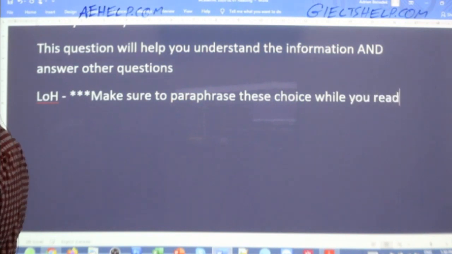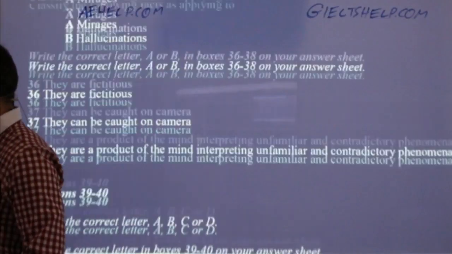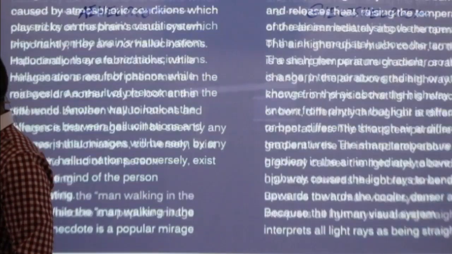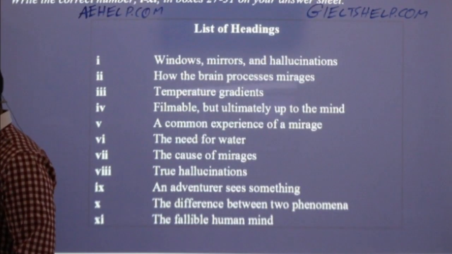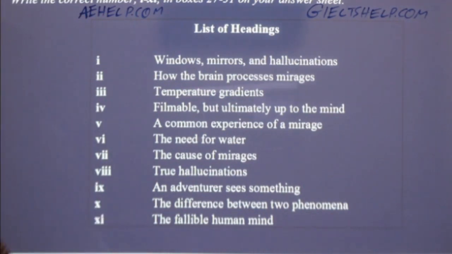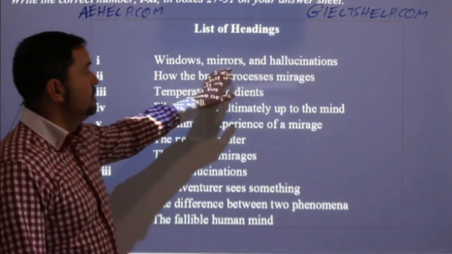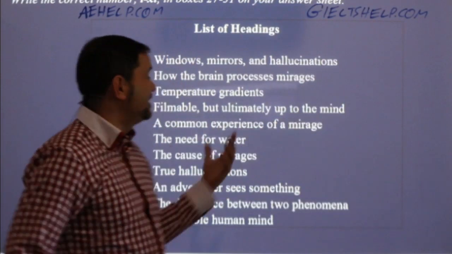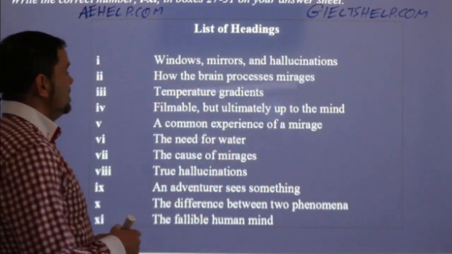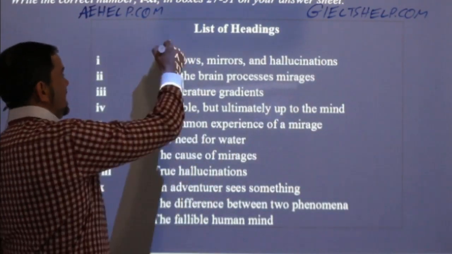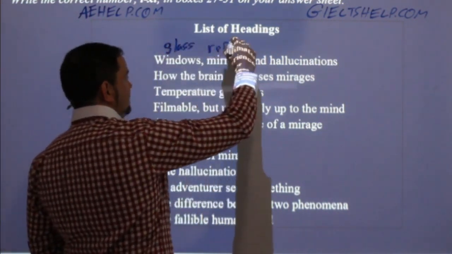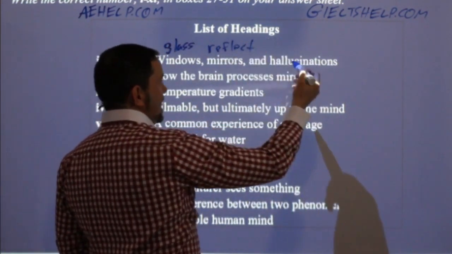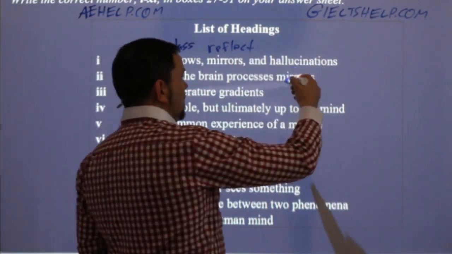Let's practice that a little bit. So let's go back to our list of headings, and let's try to paraphrase these as much as possible. So windows, mirrors, and hallucinations. What other way is there to say that? So maybe something like glass, reflection or reflect, and hallucinations, visions.